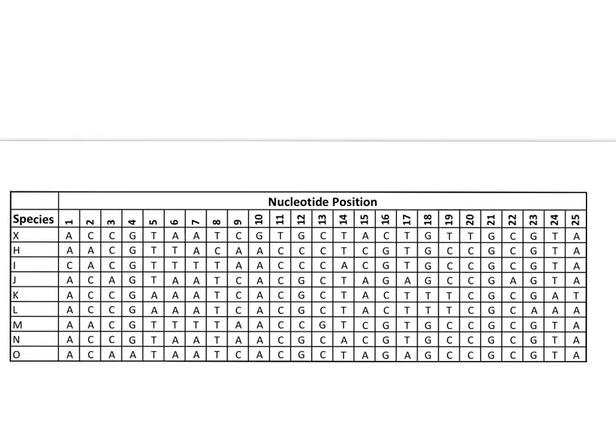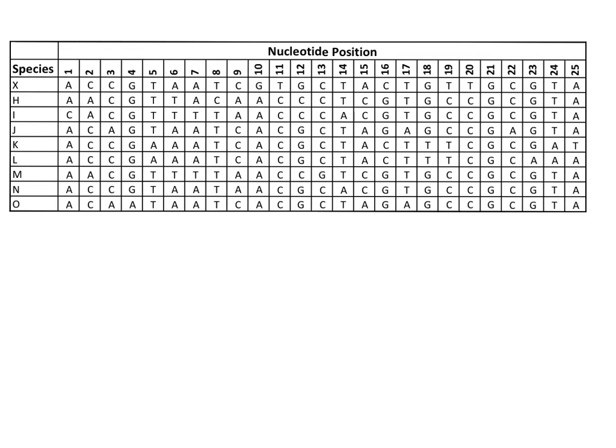Believe it or not, we can actually make a phylogenetic tree from a table that looks like this. Let's work through this table together and build a tree. Now in this example, species X is going to be our outgroup. Now this means that we need to refer to this group every single time.